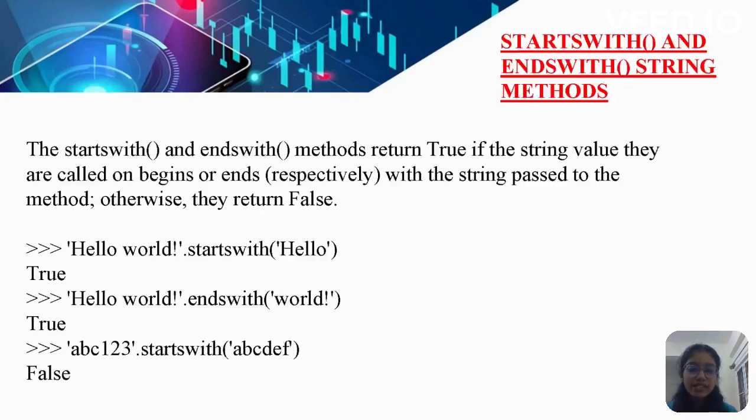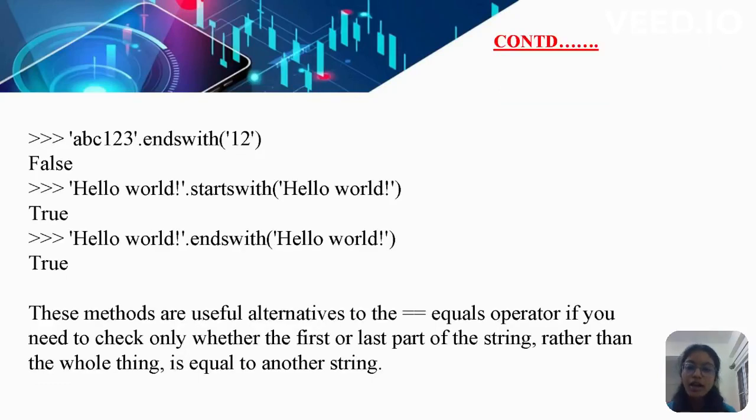The startswith and endswith string methods return True if the string value they are called on begins or ends with the string passed to the method. Otherwise, they return False. 'Hello world'.startswith('Hello') is True. 'Hello world'.endswith('world') is True. 'abc123'.startswith('abcdef') is False. 'abc123'.endswith('12') is False. 'Hello world'.startswith('Hello world') is True. 'Hello world'.endswith('Hello world') is True.